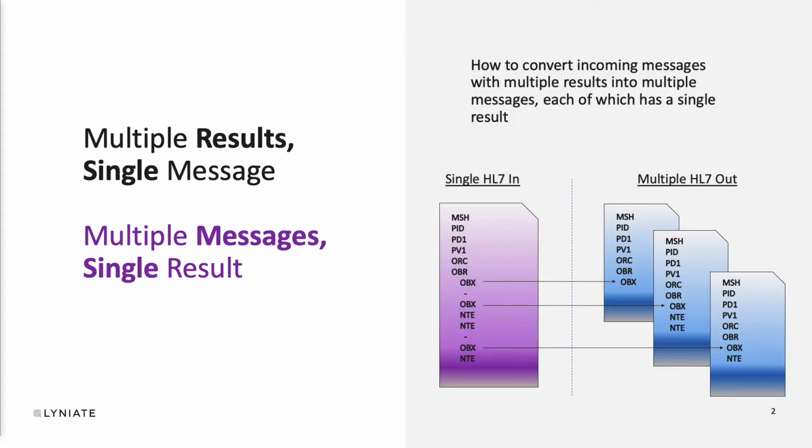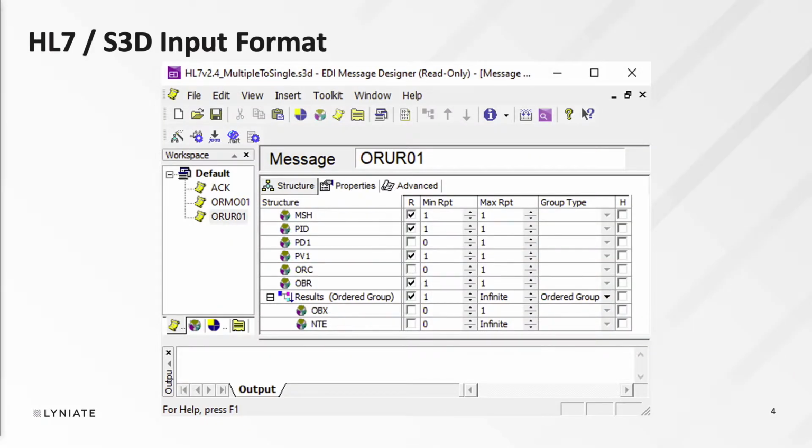First, let's look at the incoming message structure within a Rhapsody S3D. In order to split the messages using a mapper, we need to use different input and output S3Ds. This example input is a very basic S3D with an ACK, ORM001 and ORU-R01 message. The ORU has an ordered group of results, with a minimum of one result group per message. The S3D was created using the wizard in the EDI message designer in the same way you will have made them in your associate training course.